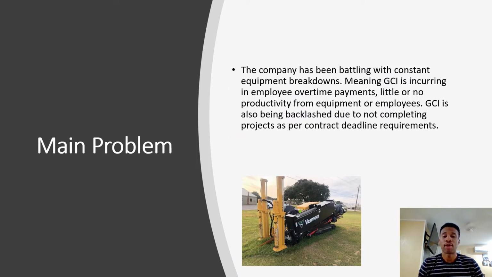So the main problem here that the company is battling is the constant equipment breakdowns, meaning the company, Genesis Communications, is incurring a very large revenue loss, because every time the machine breaks down, the project is being stopped. Employees are not being so productive, because if the machine does not work, the employees cannot work, because the employees are just cleaning after the machine.